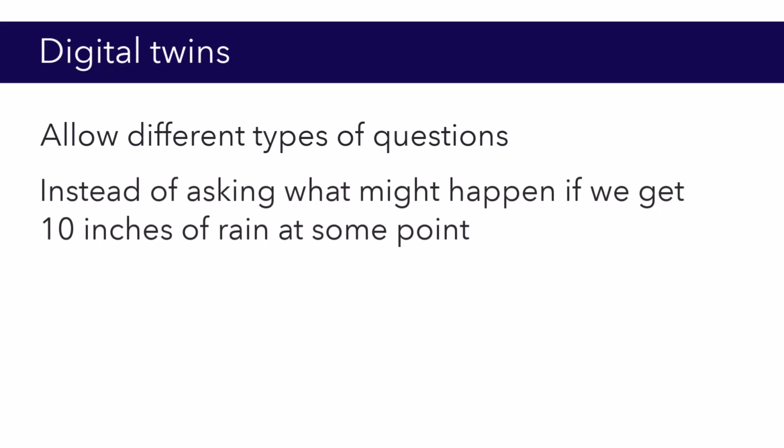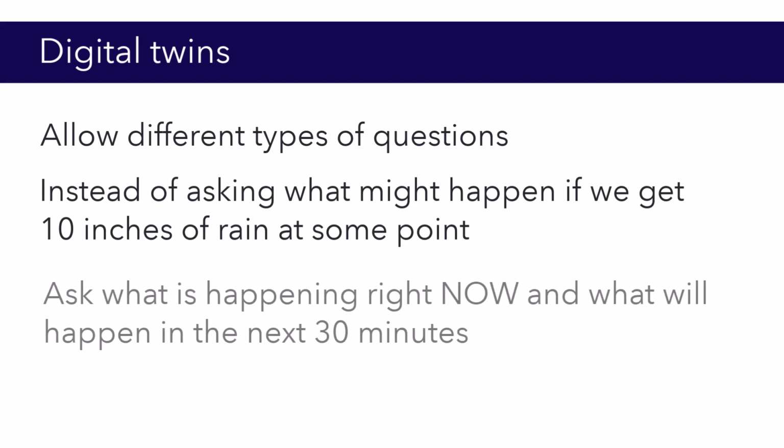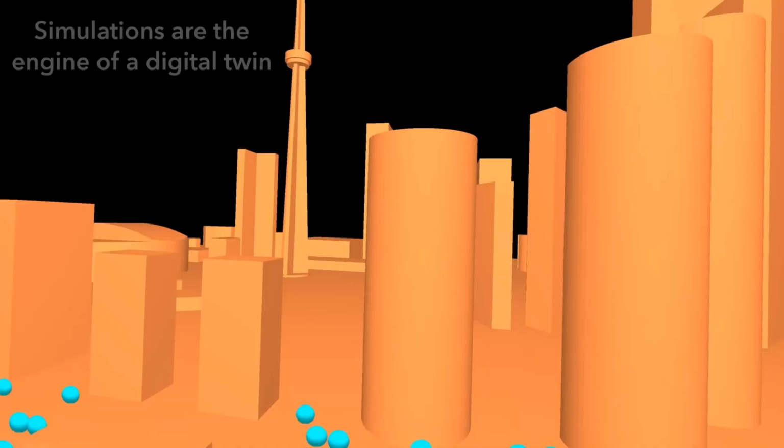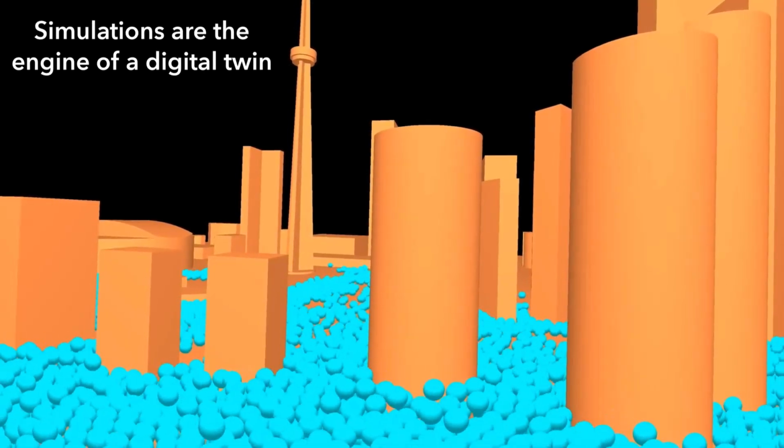For instance, instead of asking what might happen if we get 10 inches of rain at some point in the future, a digital twin allows us to ask a more specific question like what is happening right now and what is going to happen in the next 30 minutes if the storm intensifies. Simulations are the engine of a digital twin.